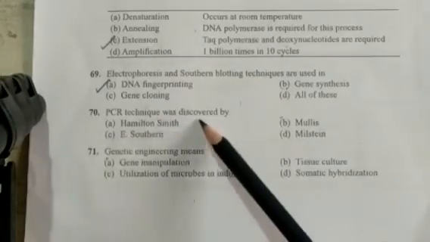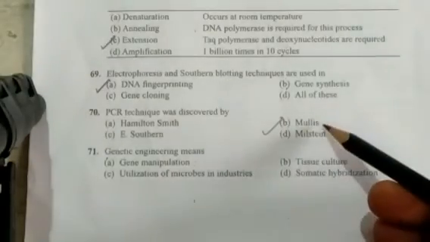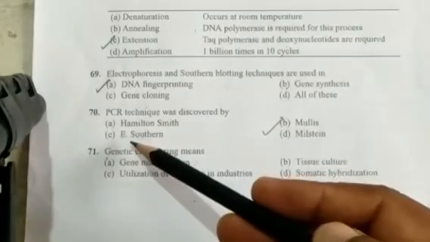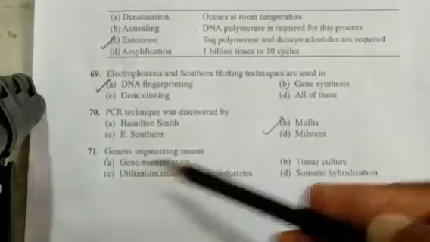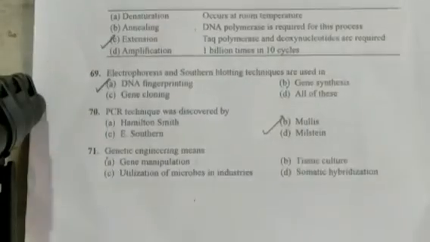The PCR technique was discovered by, just now I told you, Kary Mullis. Option B, Mullis, is the answer. Hamilton Smith is about enzymes. E, Southern, is nothing but Southern blotting. Milstein is about proteins. So Kary Mullis is for the PCR reaction.